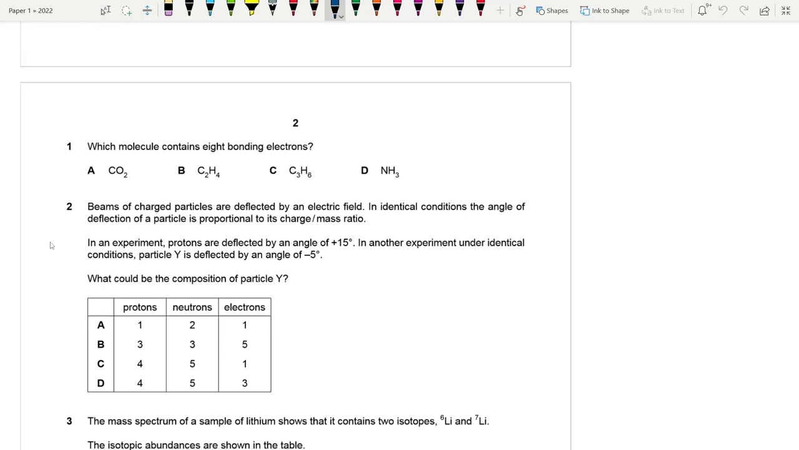Which molecule contains 8 bonding electrons? So carbon dioxide, it's like this, linear. So it has 4 bond pairs, right? Each bond pair has 2 electrons. So this into 2 is 8. So the answer is actually A.